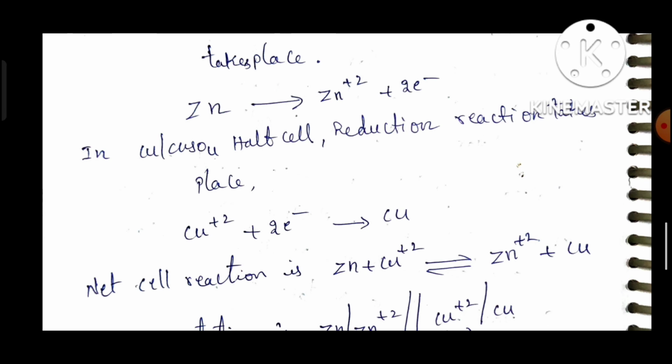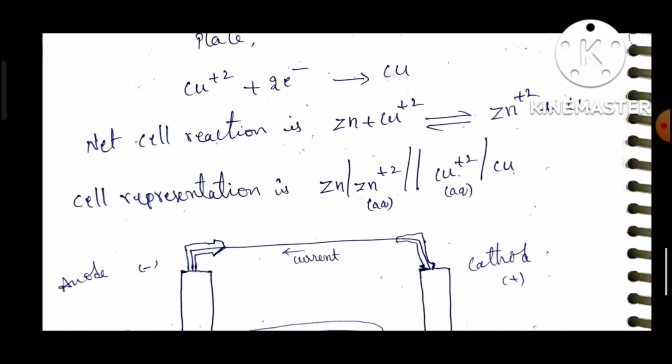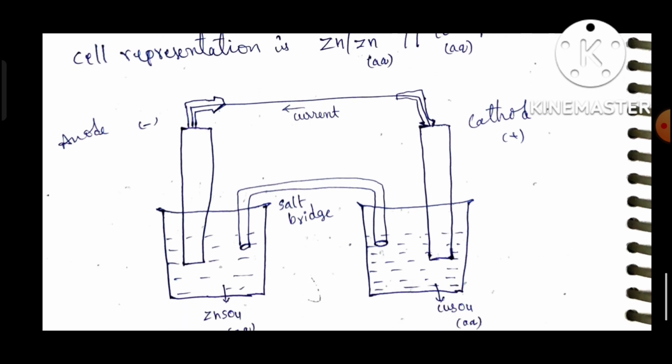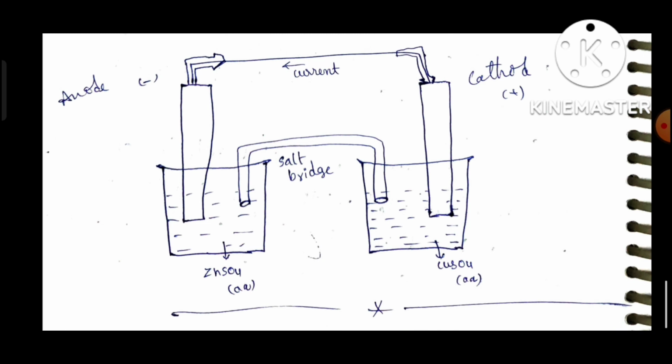Now the total cell reaction: Zn + Cu2+ gives Zn2+ + Cu. This is a reversible reaction. We represent the cell reaction like this: Zn | Zn2+ || Cu2+ | Cu. This is the diagram of the galvanic cell.